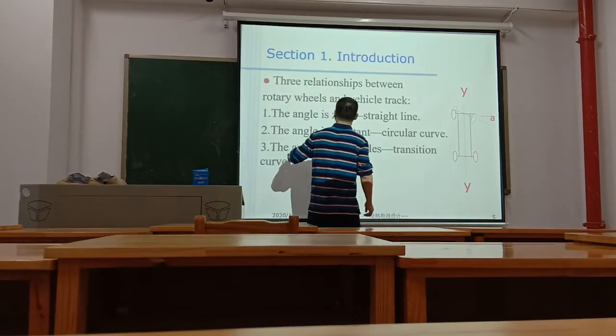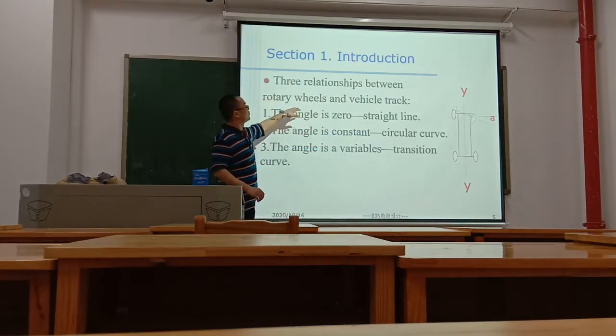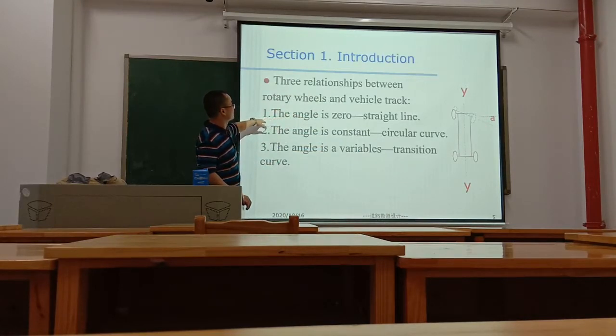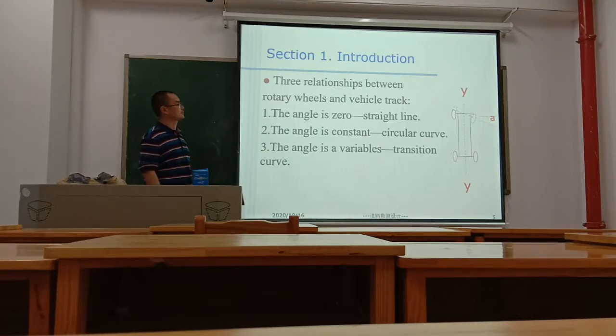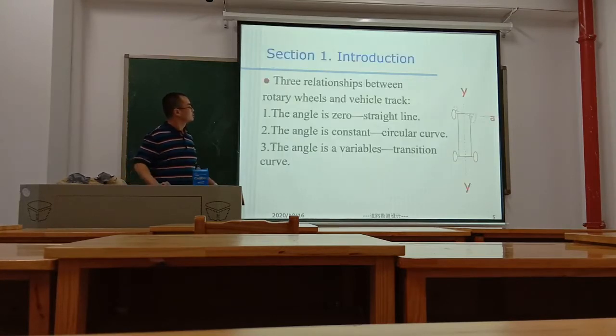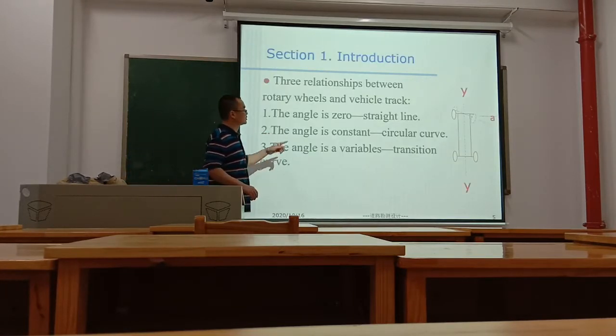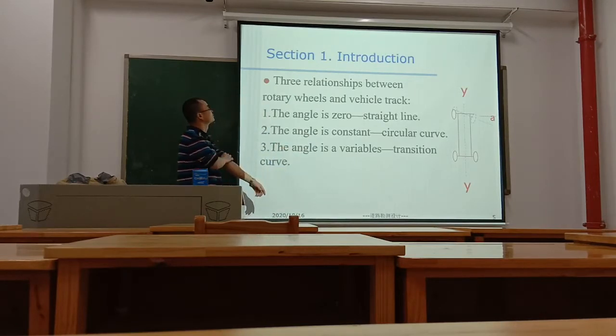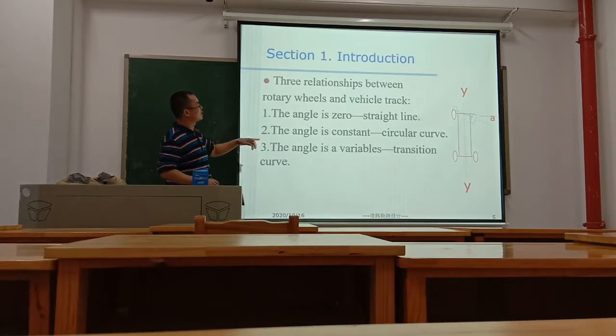The characteristics of the track: when the angle is zero, it's a straight line. When the angle is constant, it's a circular curve. When the angle is variable, it's a transition curve.